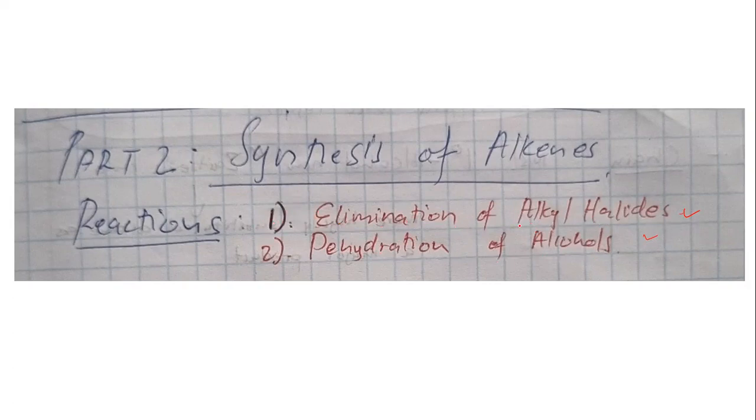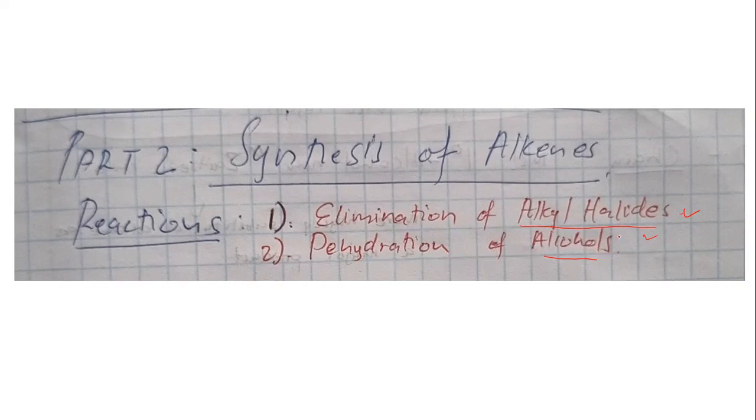So that means we have organic compounds that we call the alkyl halides. Alkyl halides will undergo a certain reaction to form an alkene. We have another type of reaction which we call the dehydration of alcohols. So that means if we take an alcohol, which is a homologous series or an organic compound, this alcohol will undergo this type of reaction, which is called dehydration, to form an alkene.